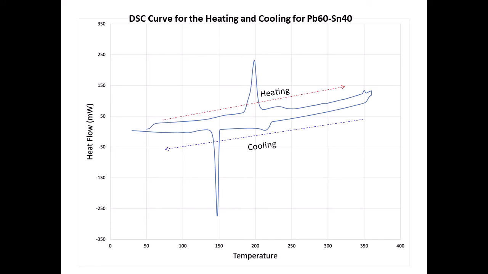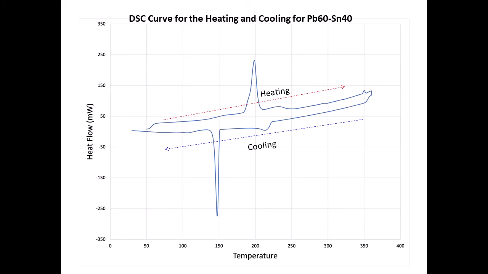Now we're showing the heating and cooling DSC data for the 60 lead 40 tin sample. In this case, you'll note that the cooling and heating curves have distinctly different shapes than for the previous pure element or eutectic composition sample. You note that on the heating, there's a change in slope prior to the large peak associated with passing through the eutectic temperature. We begin to get some melting of the sample, and then all of the remnant proeutectic alpha undergoes melting, resulting in that large endotherm.